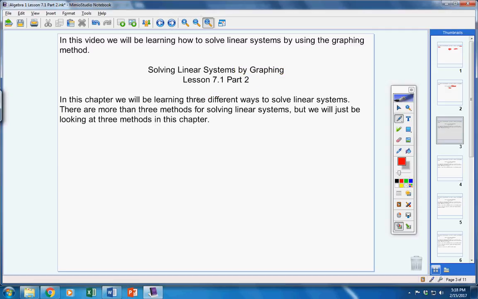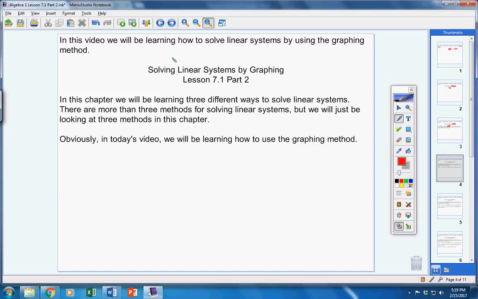In this chapter we are going to learn 3 different ways to solve linear systems. There's actually more than 3 methods for solving linear systems, but in this chapter we're only going to look at 3 methods. Before the year is over we will learn more than 3 methods, okay? So the method today is the graphing method, and you need to understand that, okay? Obviously in today's video we'll be learning how to use the graphing method as I just said.